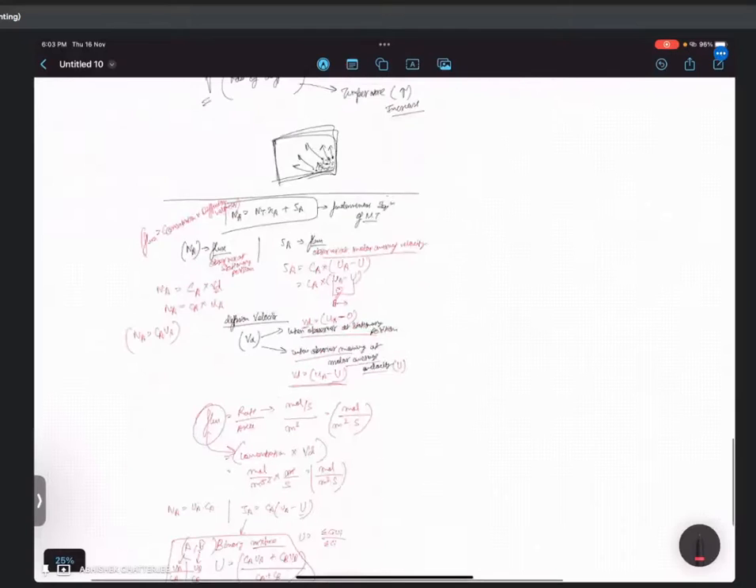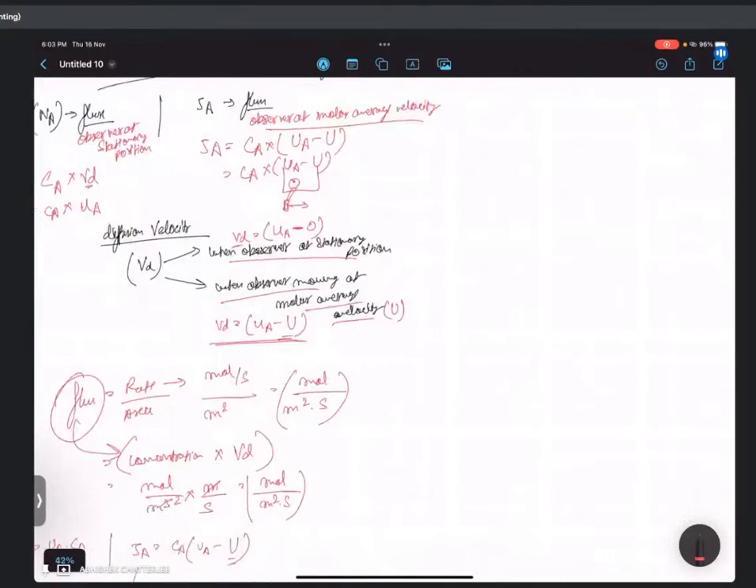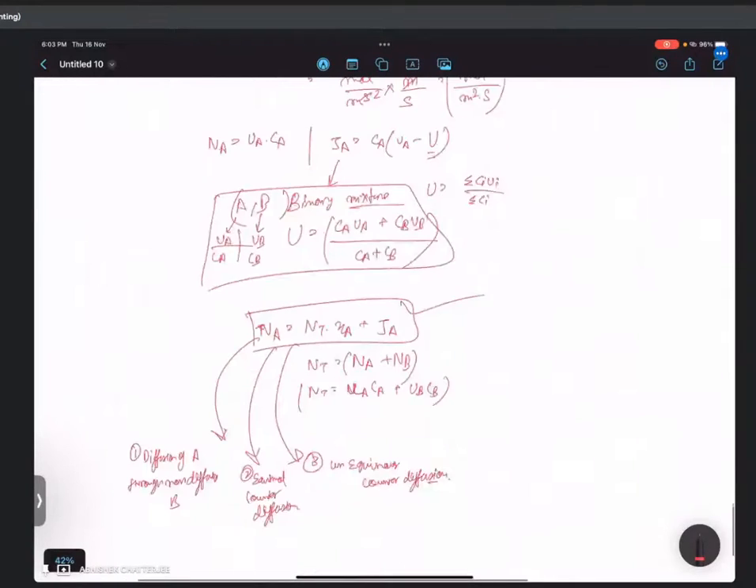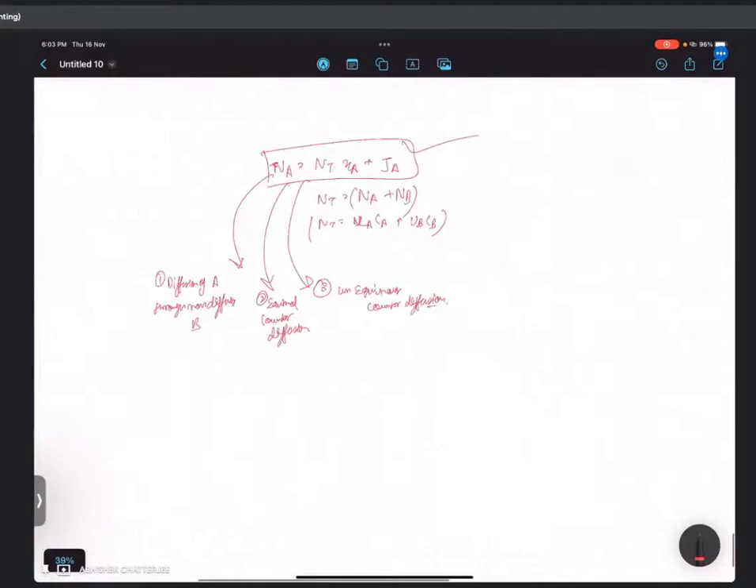Then we came to the general equation or the fundamental equation of mass transfer, under which we covered what is our flux when our observer is stationary and what is our flux when the observer is moving at molar average velocity. Then we also covered the concept of diffusion velocity, and till here we have covered.